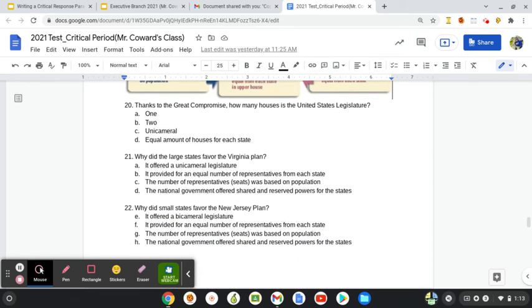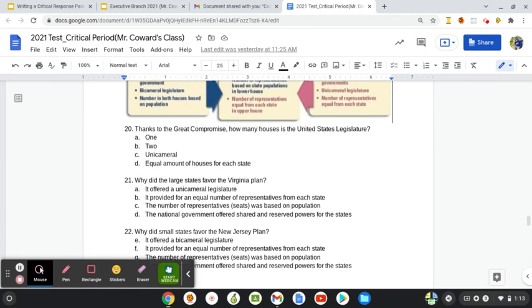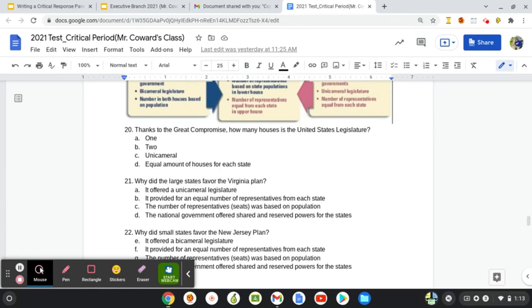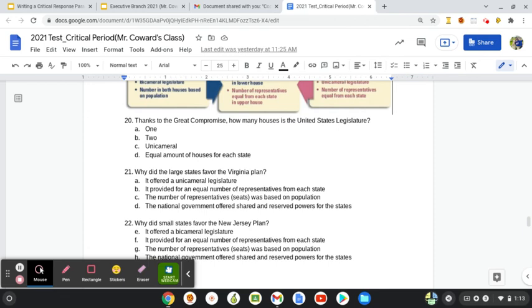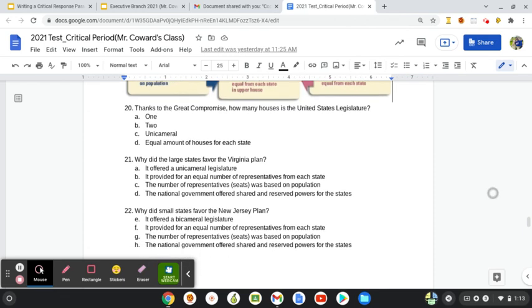Number 21. Why did the large states favor the Virginia plan? So if I'm a big state, why did I want the Virginia plan? Was it because it offered a unicameral legislature? It provided an equal number of reps from each state? The number of representatives or seats was based on population? Or the national government offered shared and reserved powers for the states?